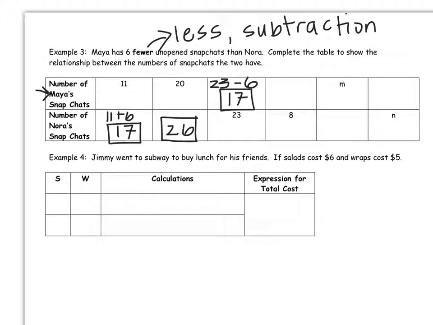All right, if Nora has 8 Snapchats, Maya has to have fewer. She has to have 6 fewer, minus 6. That means Maya only has 2 Snapchats.